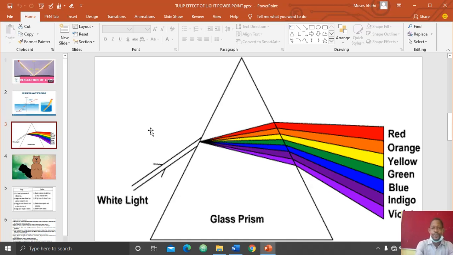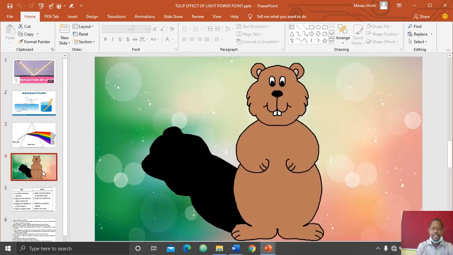So these are the colors of white light. The glass prism is a medium that separates it. It moves from air into the glass prism and out of the glass prism again, and then the light is separated, breaking out into its different colors. And then finally, another effect of light that we're looking at is the formation of shadow. As you can see, formation of shadow is another effect of light.